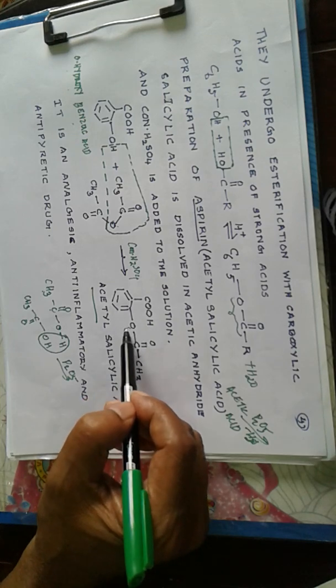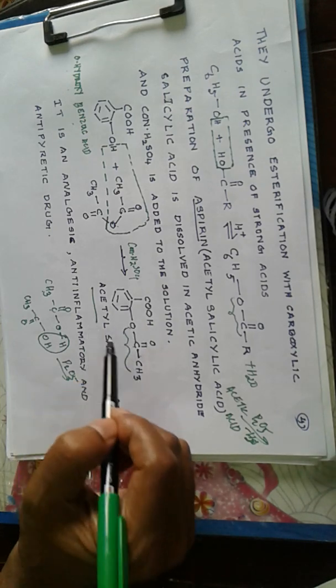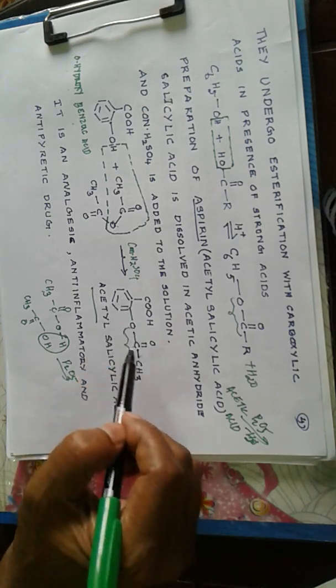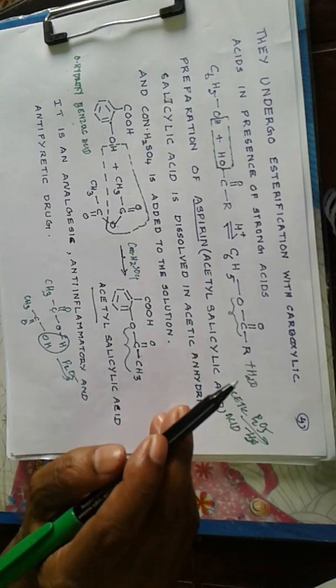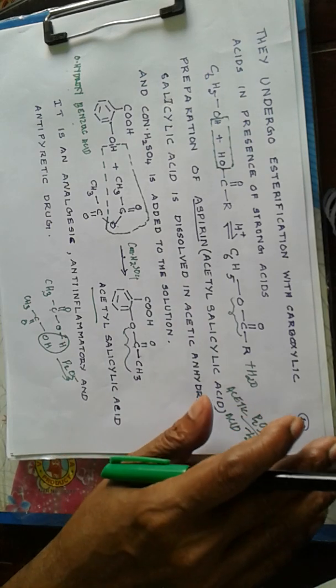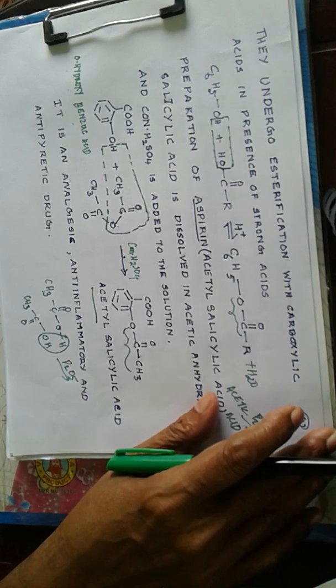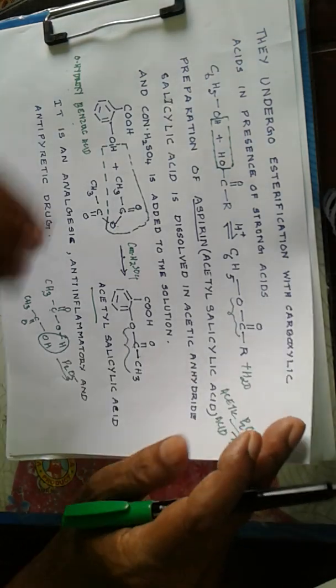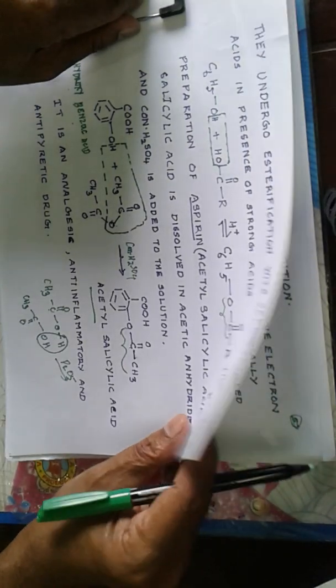This is called the acetyl group. OCOCH3 is called acetyl group, and this molecule is acetyl salicylic acid, and that is known as aspirin. It is an analgesic, anti-inflammatory drug and antipyretic drug.